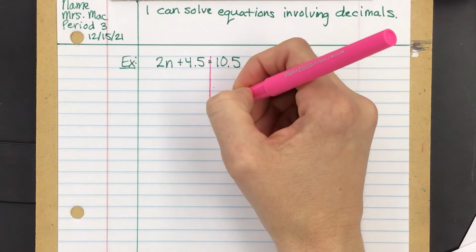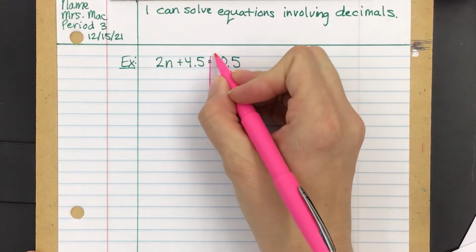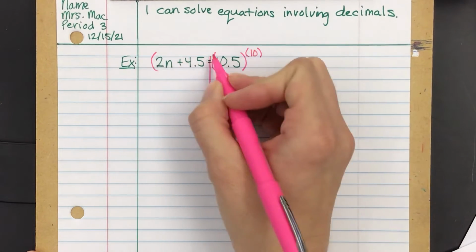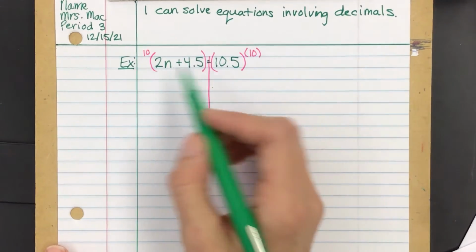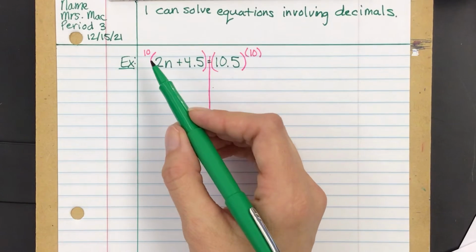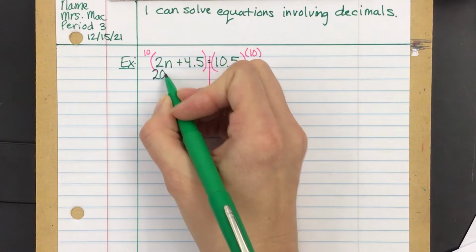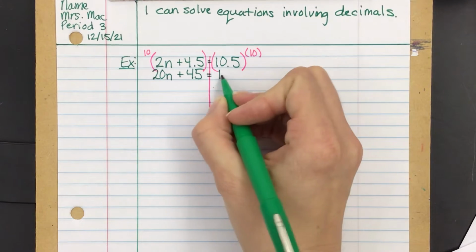Yesterday, we would multiply by a common denominator. Today, we're going to multiply by a power of 10 that will help us get rid of all of our decimals. So for this problem, I can multiply both sides of my equation here by 10. Now what's going to happen is you do just like we did yesterday with the fractions. You're going to multiply every single term by 10. So this will become 20n. This will become 45. And this will become 105.